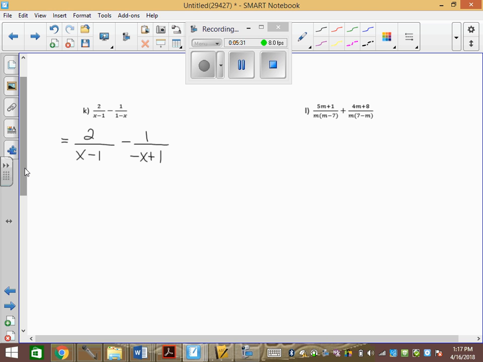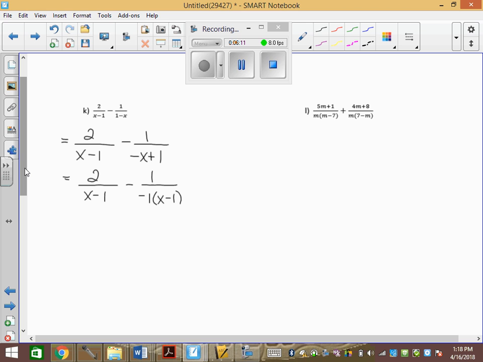The left-hand denominator is a positive x and a negative 1. The right-hand denominator has a negative x and a positive 1. What did I tell you to do when they have the exact same variable and number, but the exact wrong signs? Take out a negative 1, or multiply by a negative 1. You're correct. So I'm going to take a negative 1 out of here, because personally, I like having a positive x. So I'm going to get 2 over x minus 1 over negative 1 times x minus 1.